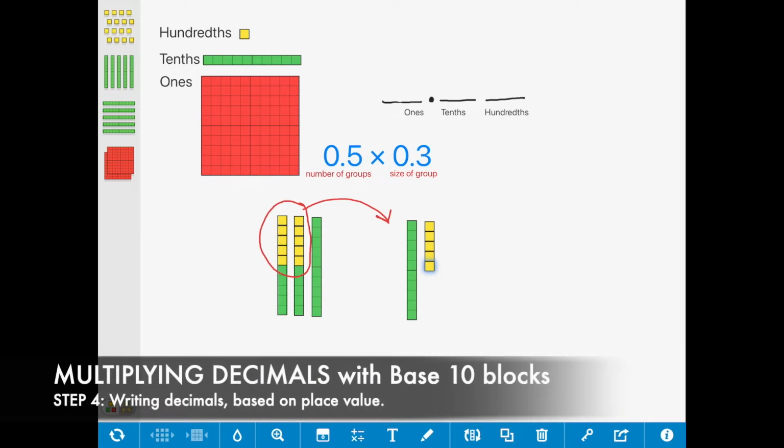And now we're ready to write the decimal for the product of 5 tenths times 3 tenths. I notice that there are 5 yellow squares, which represents 5 hundredths. There's 1 rod, which represents 1 tenth. And there's 0 flats, which represent 0 ones. So the product of 5 tenths times 3 tenths is equal to 0.15.